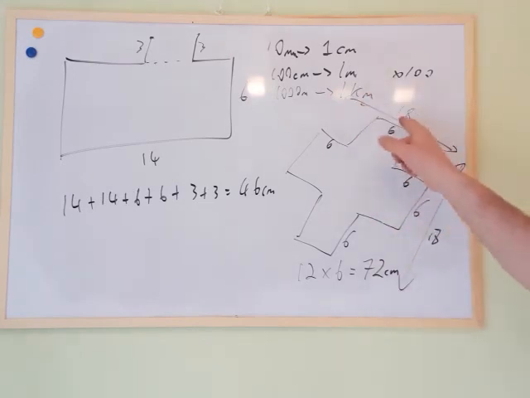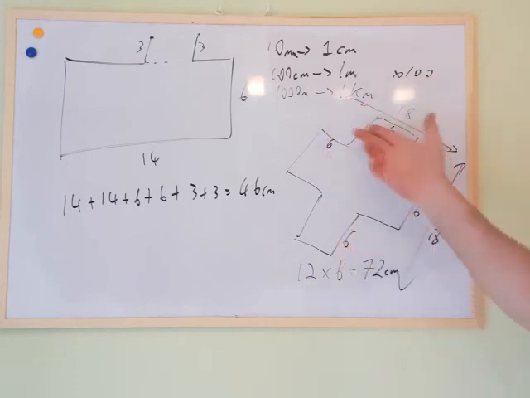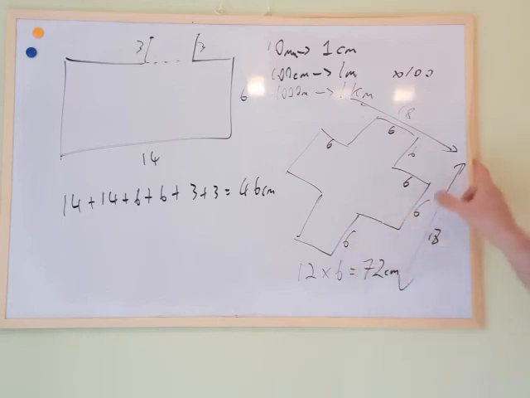Okay, and how did I get these? Well, look, that's 1, 2, 3 parts make up 18. 18 divided by 3 is 6. 1, 2, 3 parts make up this line of 18, divided by 3 is 6. And now we know what the length of all the sides are. Okay?